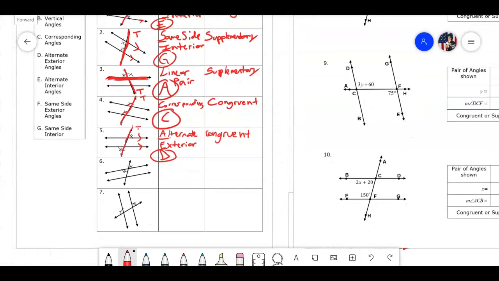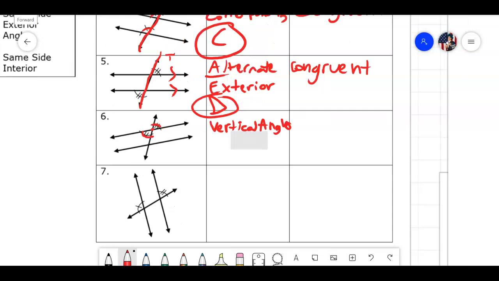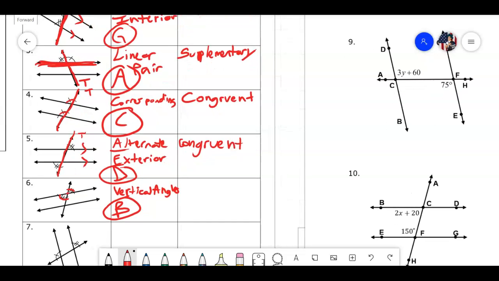Okay. Now this one's kind of weird. What if you have two angles on the same intersection across from each other? You got to remember this from Unit 1. These are called vertical angles. And vertical angles that are across from each other match, they are congruent.